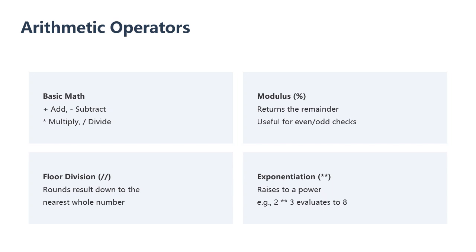Instead of using a caret symbol like some other languages, Python uses 2 asterisks to raise a number to a power. So, 2 double asterisk 3 gives us 8.